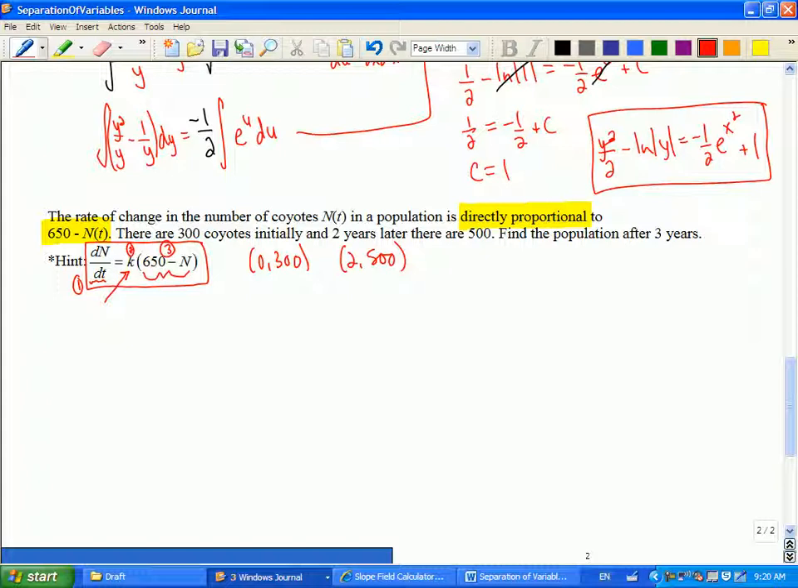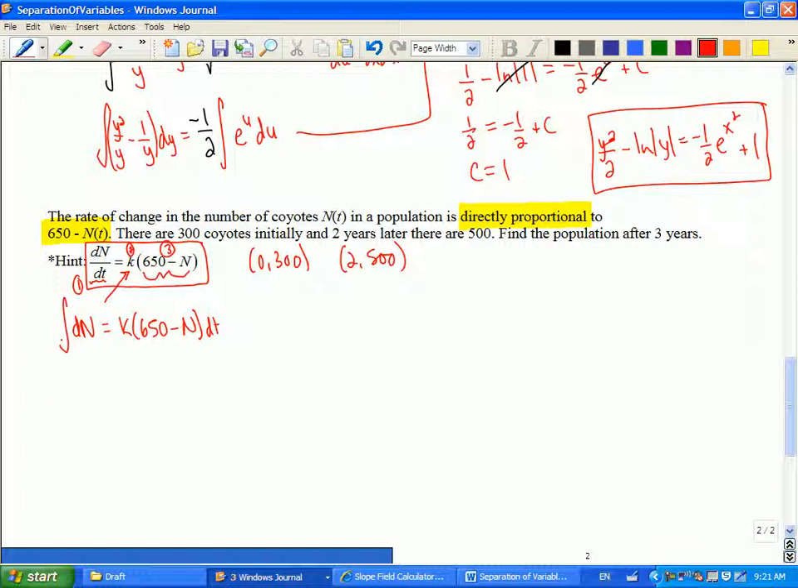So let me show you what it'll look like once we solve. We have dn equals k times 650 minus n dt. And remember, k is some constant. It might be like 10% or 5. It's just a number, so even though k is in there as a letter, we don't know what that letter is. If it scares you, just replace it with a number like 5 and then put it back as a k when you're done.